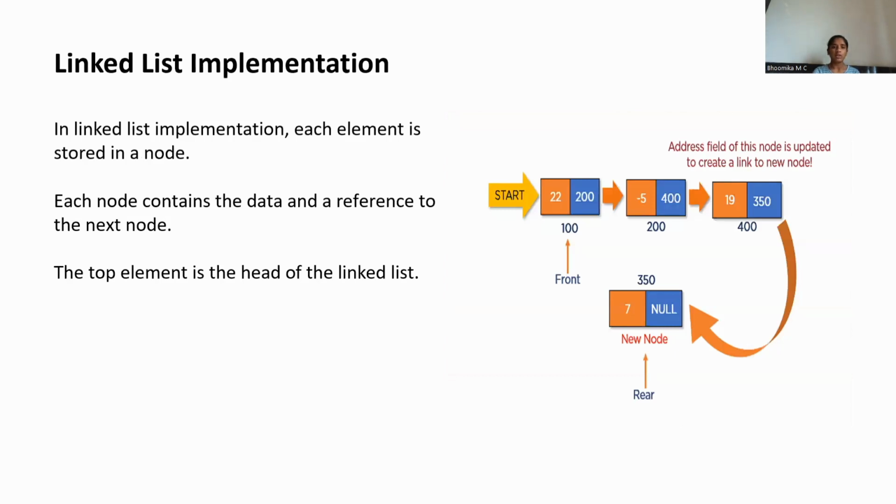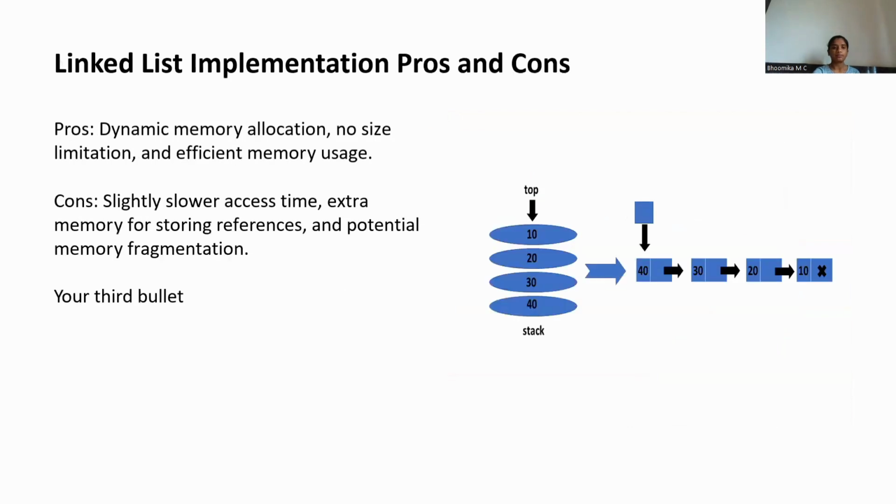Linked list implementation. In linked list implementation, each element is stored in a node. Each node contains the data and a reference to the next node. The top element is the head of the linked list.